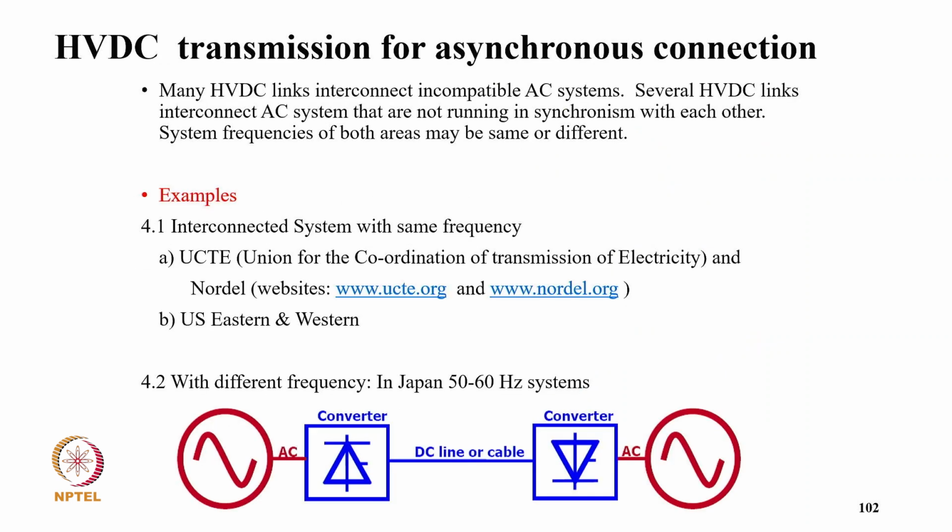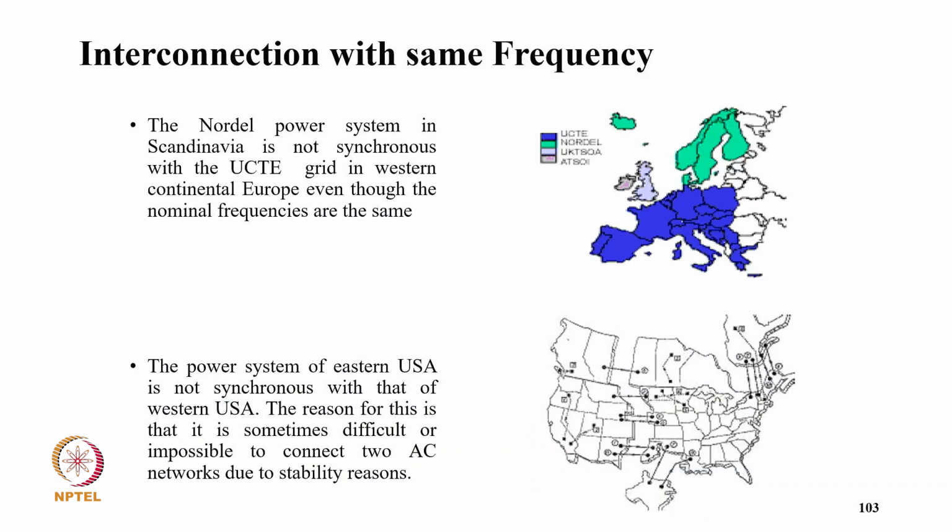So now coming to HVDC transmission for asynchronous connection. Many HVDC links interconnect incompatible AC systems. Several HVDC links interconnect ACs that are not running in synchronism with each other. The system frequency of both areas may be the same or different. The examples are for one interconnected system with the same frequency: UCTE, the Union for the Coordination of Transmission of Electricity, and the Nordel. You can see the Western and Eastern US, and Japan with different frequencies, 50 and 60 Hz systems. In India also, out of 14 projects, 7 are of an asynchronous kind of link, back to back.